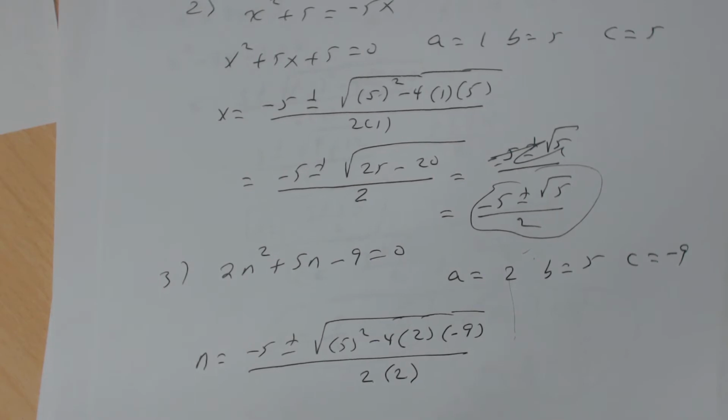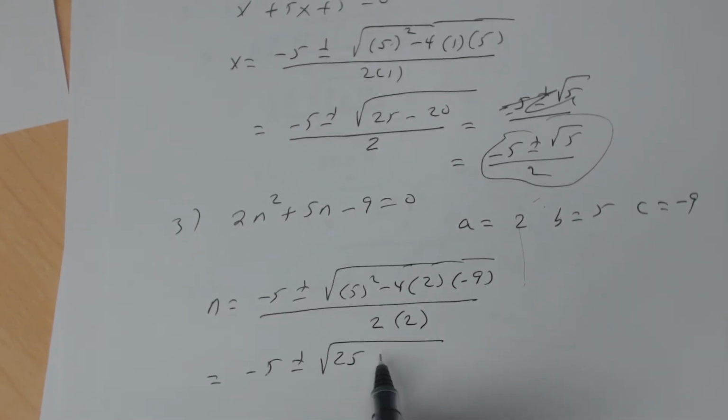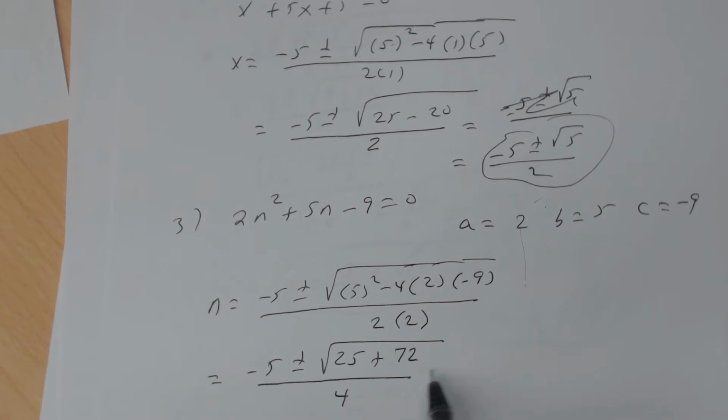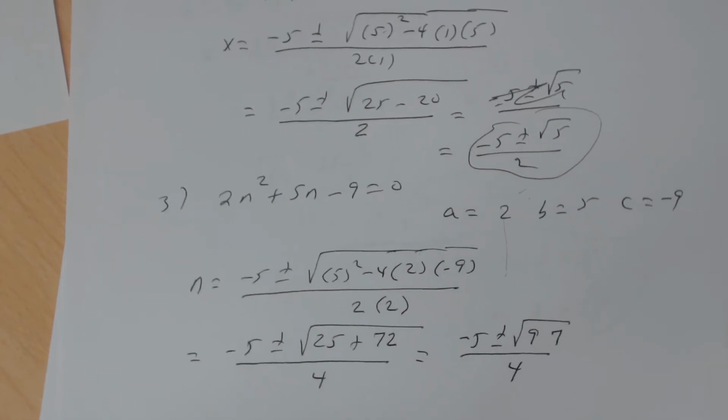So we get negative 5 plus or minus the square root of 5 squared, which is 25. A negative times a positive times a negative is a positive. 4 times 2 is 8. 8 times 9 is going to be 72, all over 4. So I get negative 5 plus or minus the square root of 97, divided by 4.